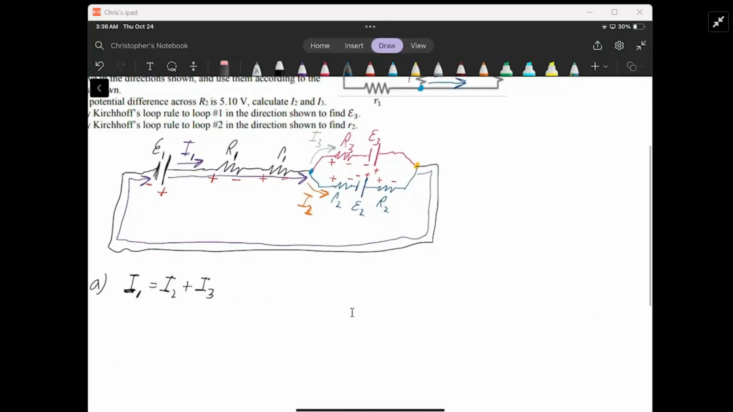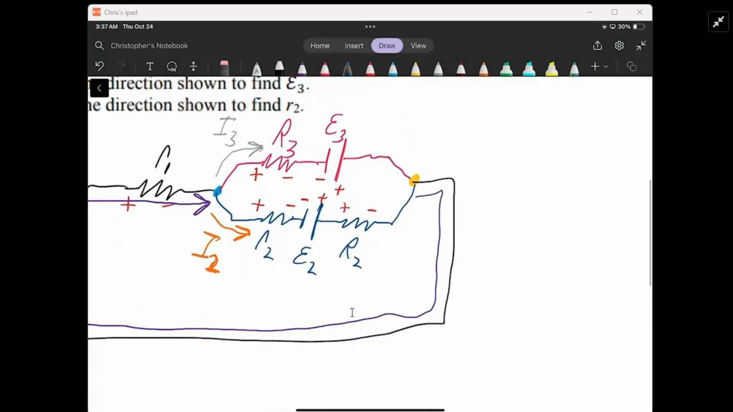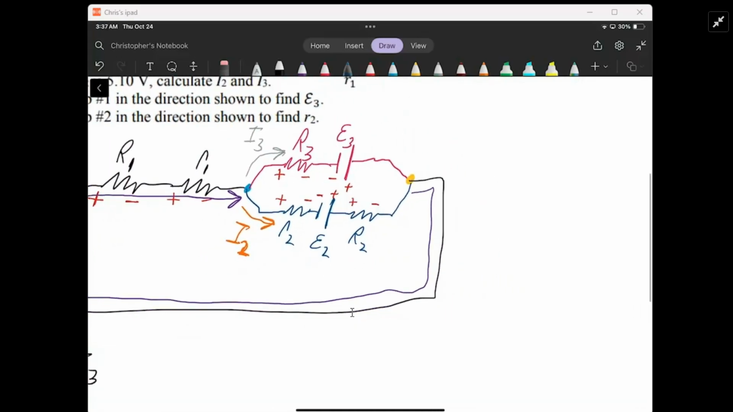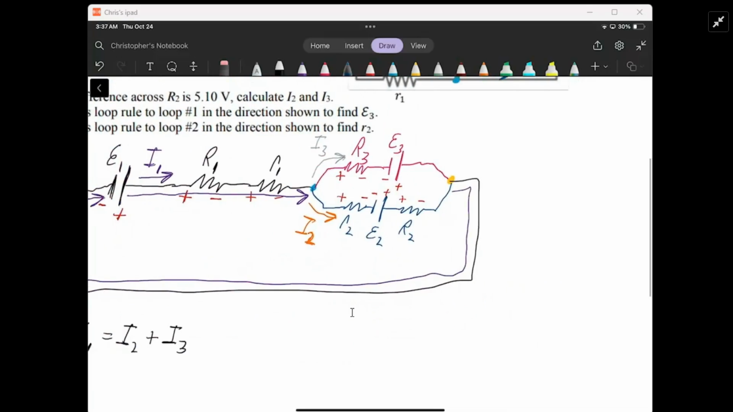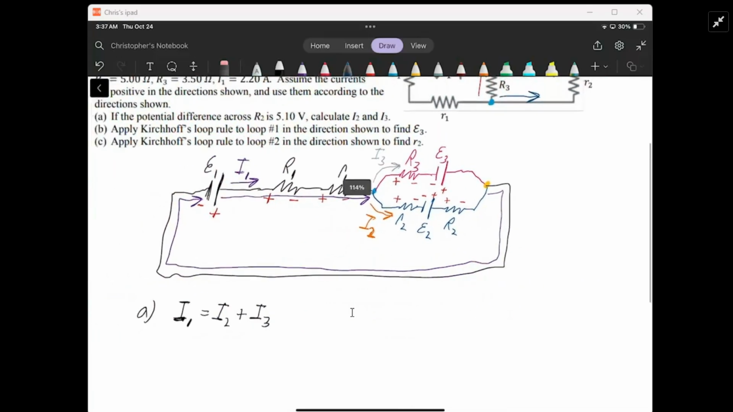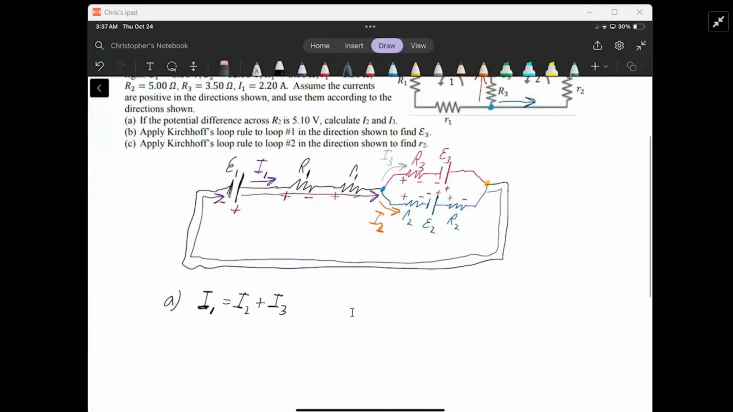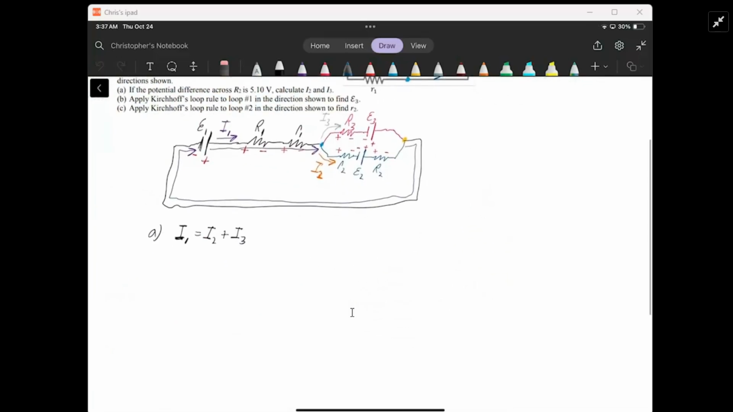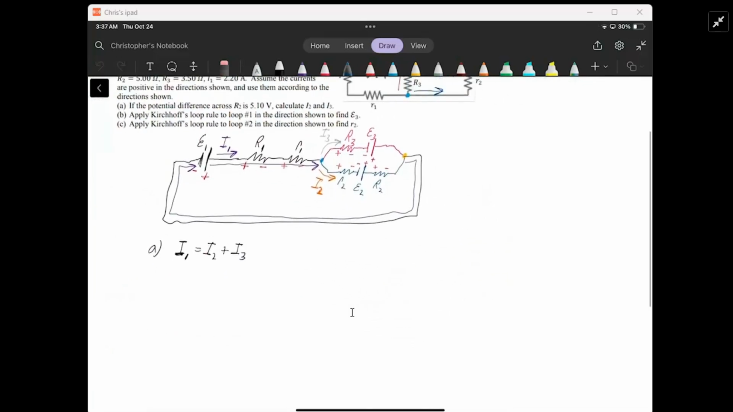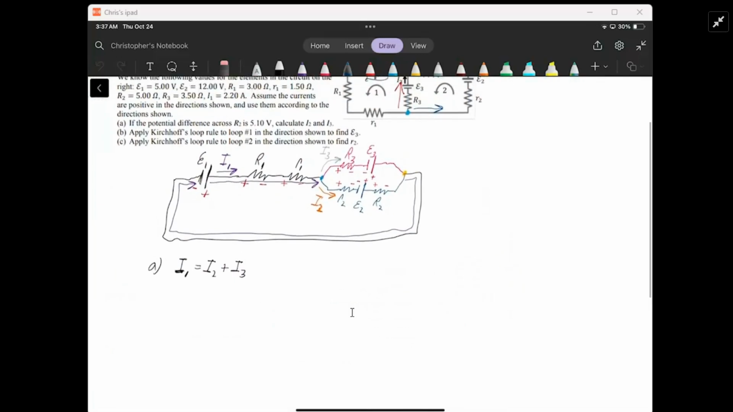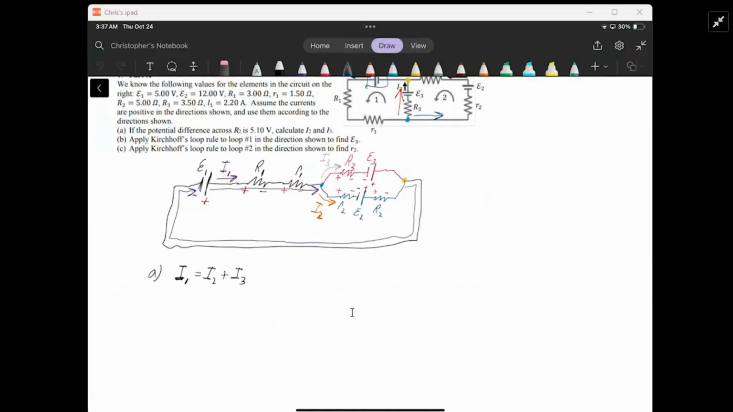And then once it splits and you keep following that path, and then it goes to that yellow point, it's combining again. And when it combines, it's going to go back to being that value of I1. Okay. So we know now that I1 equals I2 plus I3. And they're saying that the potential difference across capital R2 is 5.10 volts. And to calculate I2 and I3, one equation that comes to mind is voltage equals IR.